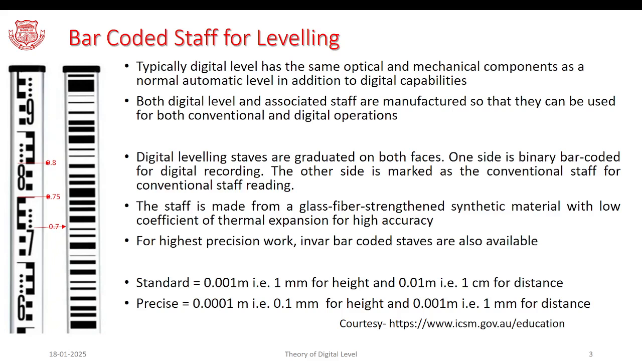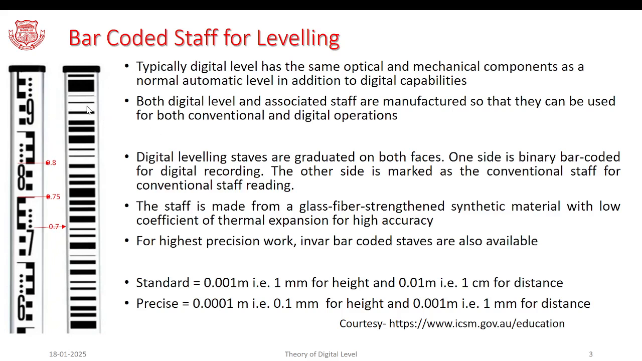So whenever we wish to make use of this staff for our conventional reading, we can use this set of knowledge and just read that particular staff. Whereas if the instrument is doing that on our behalf, we just have to face this coded version towards the telescope.